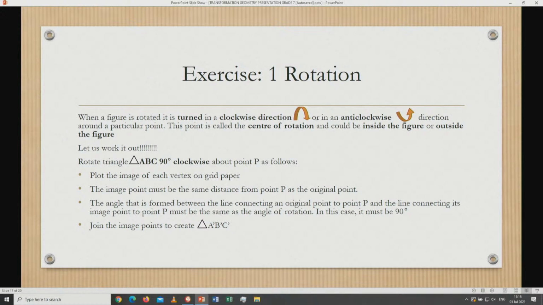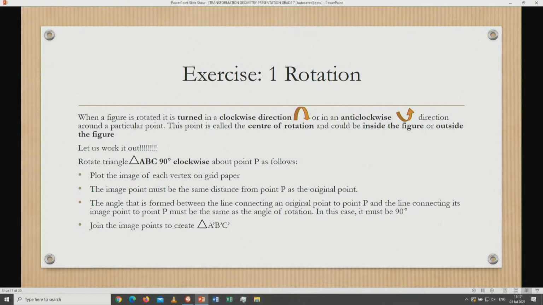Exercise 1, we are taking rotation now. It says, when a figure is rotated, it is turned in a clockwise direction or in an anti-clockwise direction around a particular point. This point is called the center of rotation, and it could be inside the figure or outside the figure. Let us work it out.